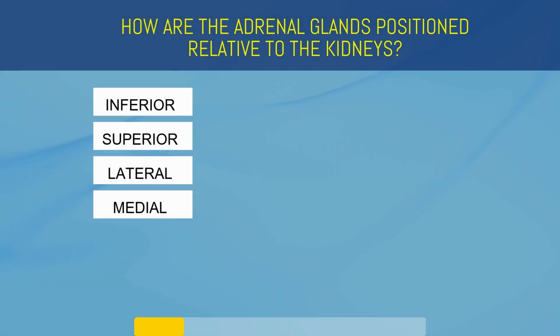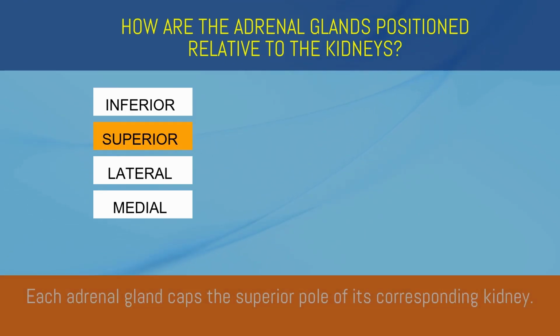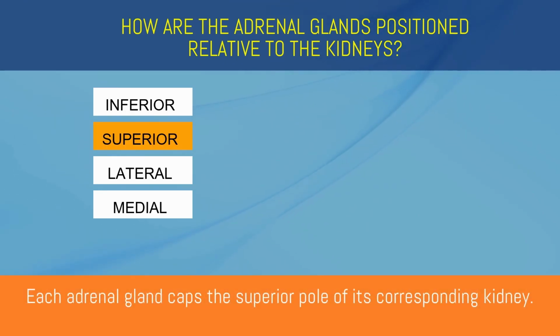How are the adrenal glands positioned relative to the kidneys? Inferior, superior, lateral, or medial? Superior. Each adrenal gland caps the superior pole of its corresponding kidney.